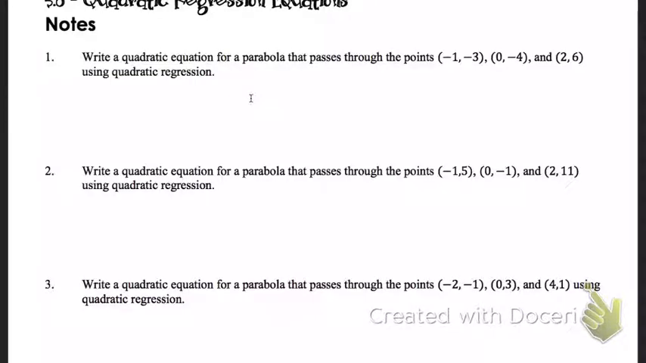So in number 1, it gives me 3 ordered pairs. So I'm going to circle all of my x's. I'm going to underline all of my y's. And I'm going to make a little table. You don't have to do this for every problem, but I just want to show you what we're going to be typing in the calculator.